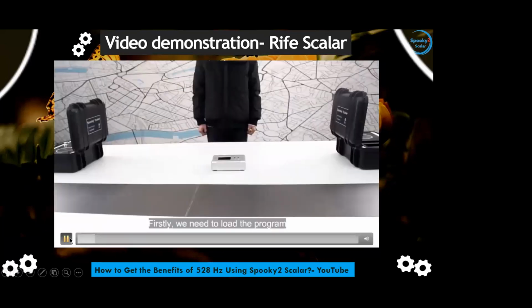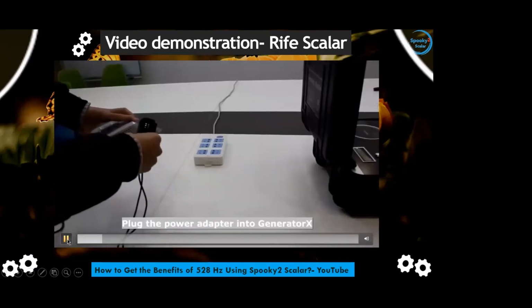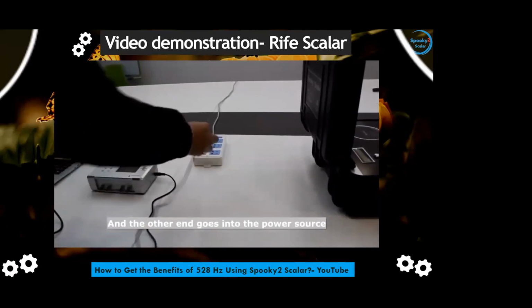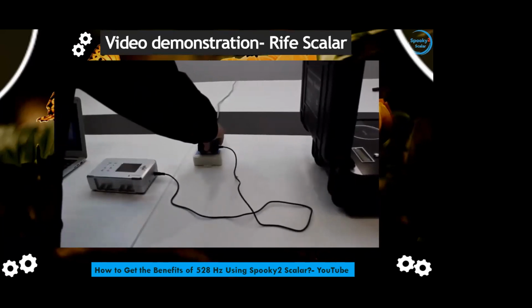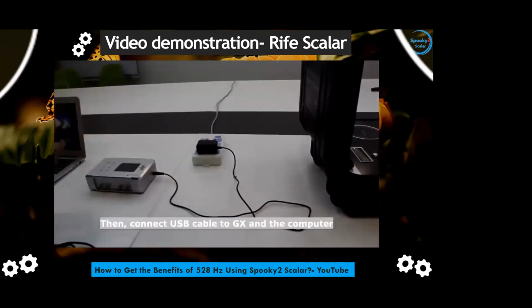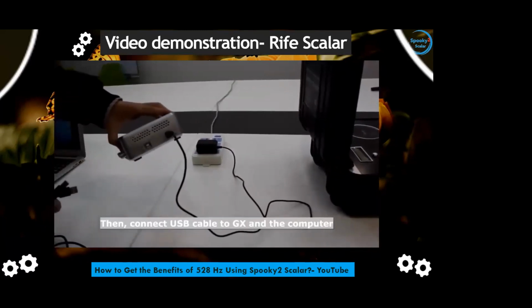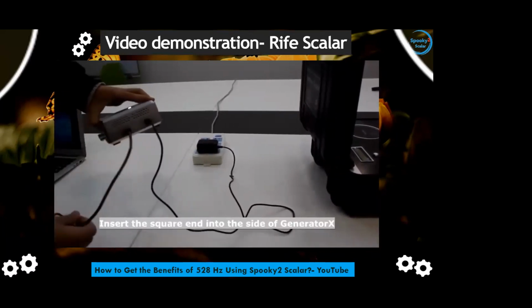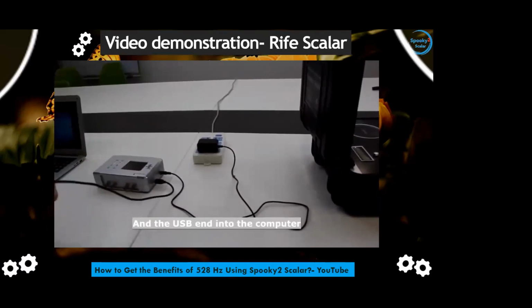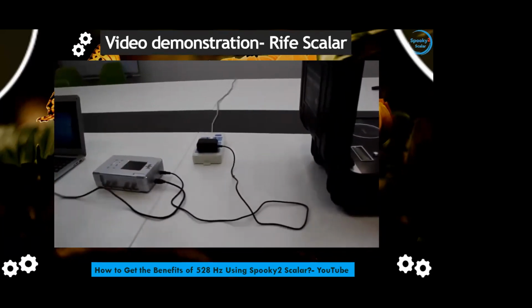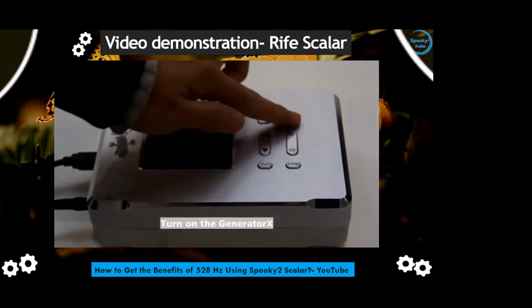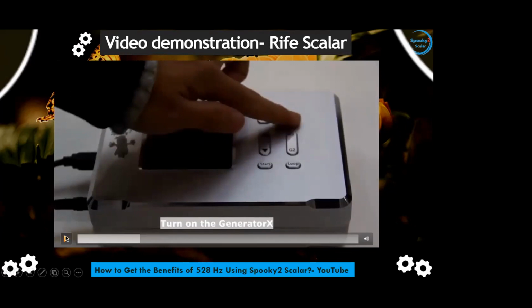Firstly, we need to load the program DNA integrity stimulate into generator X. Plug the power adapter into generator X, and the other end goes into the power source. Then, connect USB cable to GX and the computer. Insert the square end into the side of generator X and the USB end into the computer. Turn on the generator X.